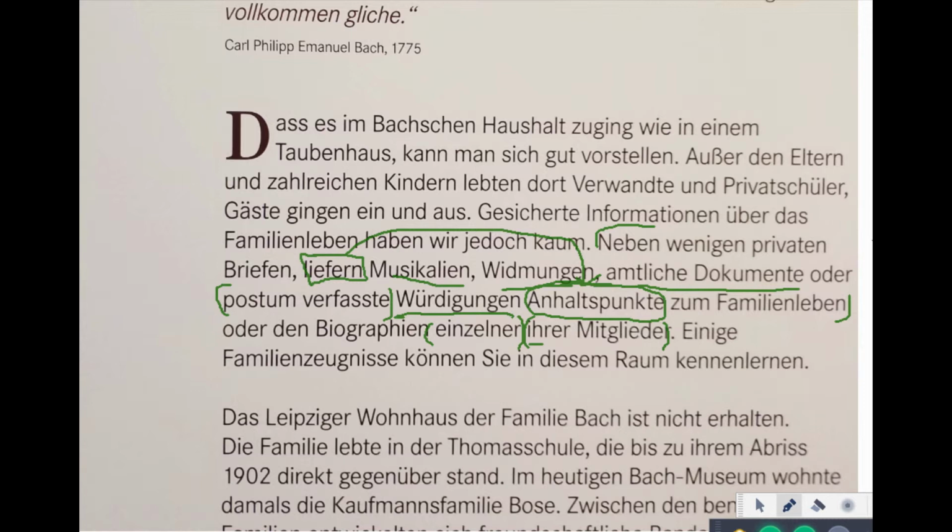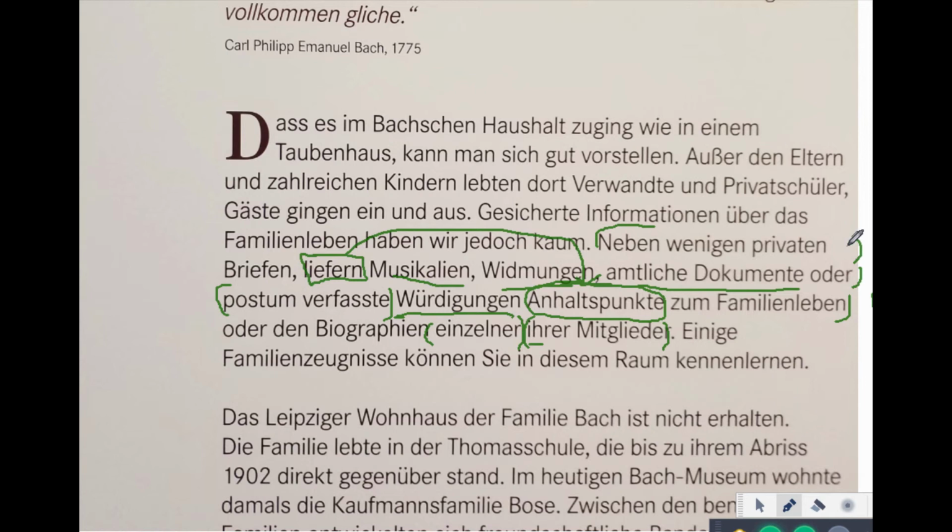Sure. Okay. Beside, or perhaps in addition to, a few private letters, musical books, dedications, official documents, or maybe testimonials composed posthumously, supply a chronicle for the family life, or for, I guess, the biographies of some of its members. Perfect, great. You see, we did tackle it. It's quite a difficult sentence to tackle, which you did really well.